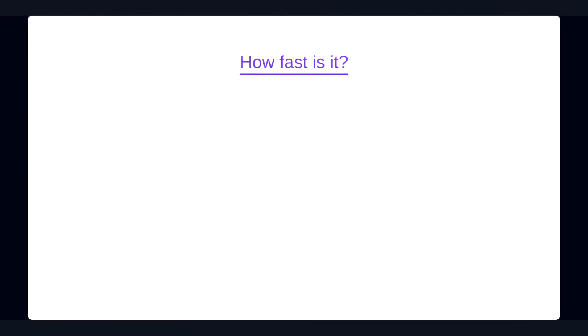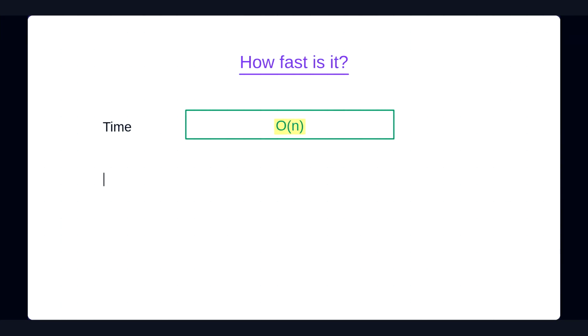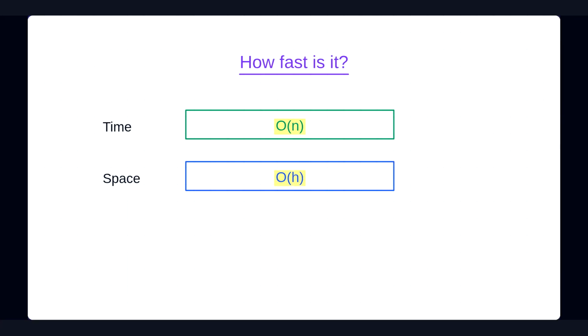We compare every node against its mirror partner once, so the time is order n. The extra space is the recursion stack, as deep as the tree is tall, so order h, the height of the tree.